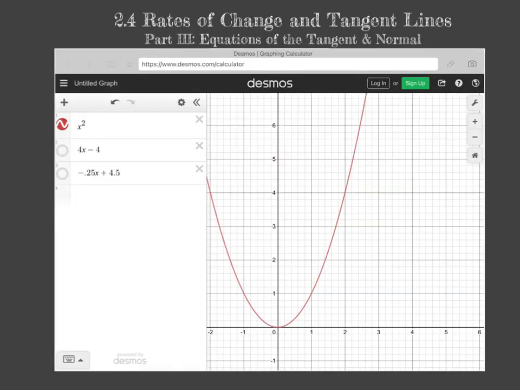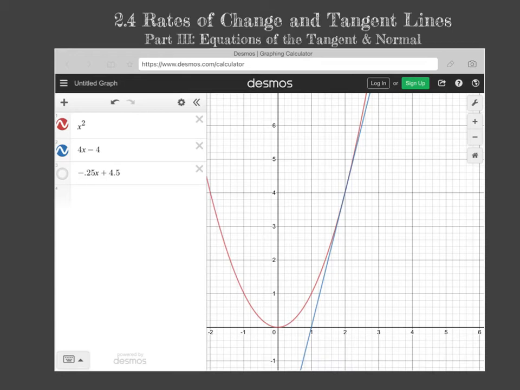Let's take a look at the function x squared here in red. Nothing too crazy about it, just a parabola. And I want to focus on the coordinate point when x is 2, so that coordinate point would be (2, 4). And then the tangent line there, I've already found, which we'll learn how to do today, is 4x minus 4. And so the tangent line hits at that one point, (2, 4).